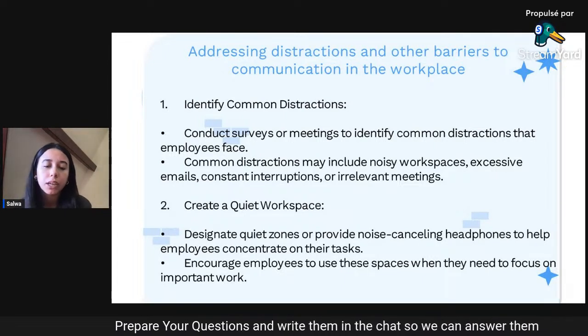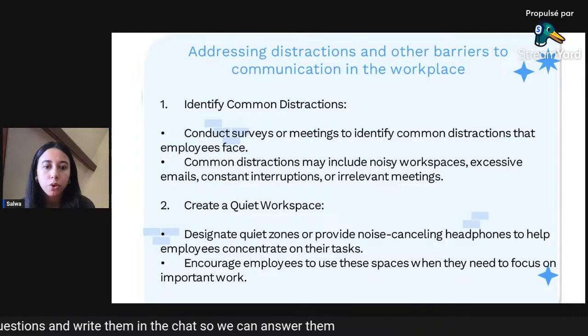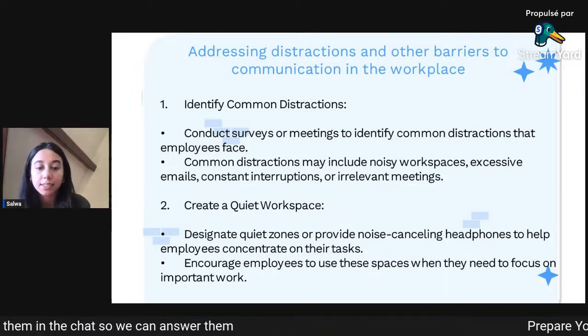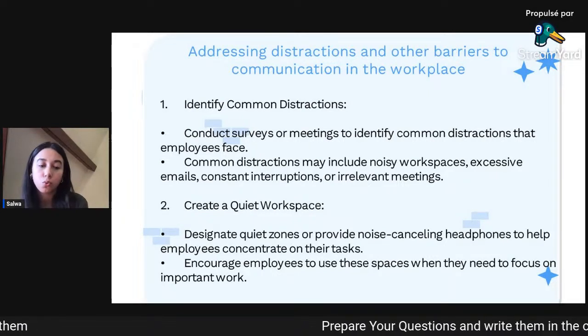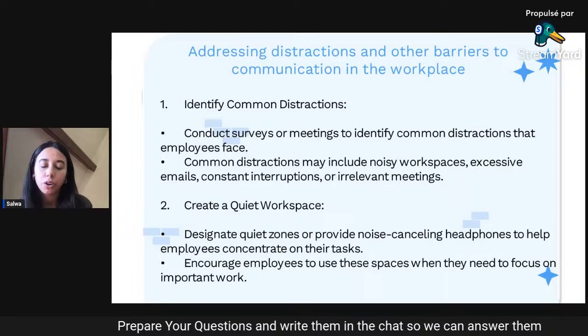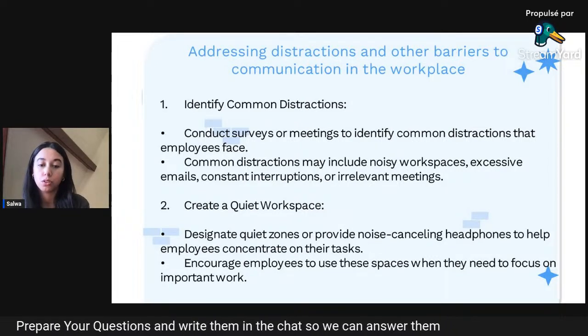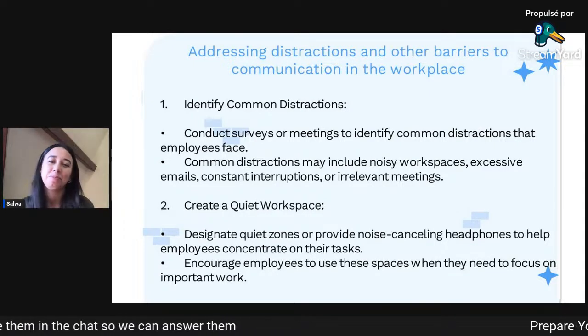We also need to create a quiet workspace, because quiet zones provide noise-canceling headphones, for example, or just quiet spaces where employees can concentrate on their tasks. And this way, we are encouraging them to use these spaces when they need to focus on important work.